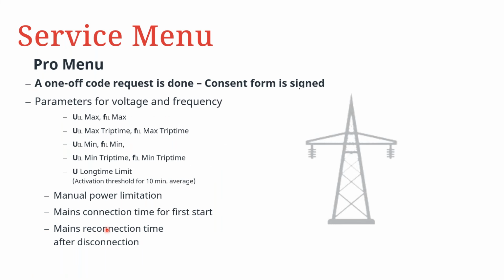So we have a special service menu, which is called the Pro code or the Pro menu. This is a one-off code request that must be sent to Fronius tech support. And then once the consent form is signed, because we're going to send you a consent form, once you sign the consent form, you can now have access to this particular menu.